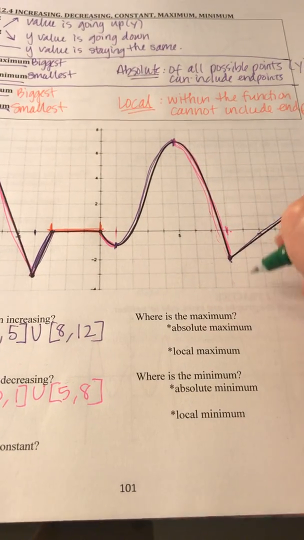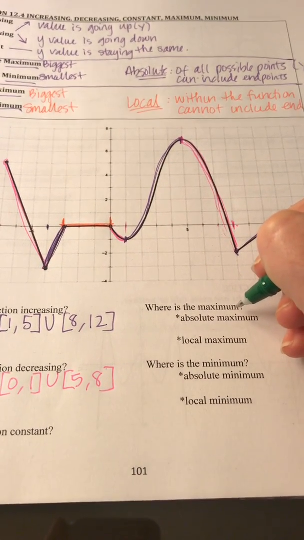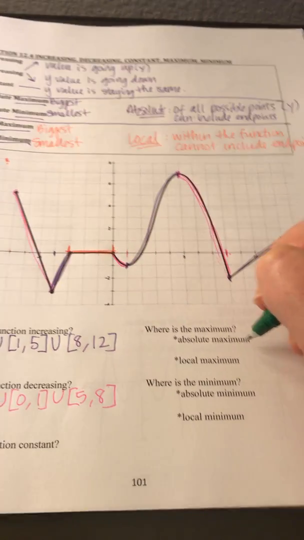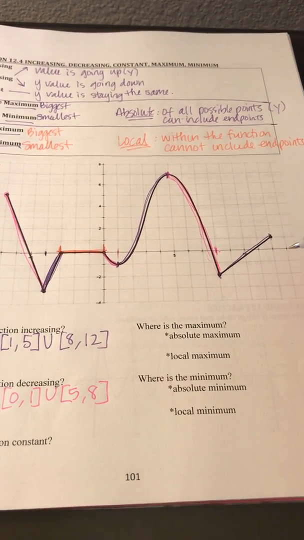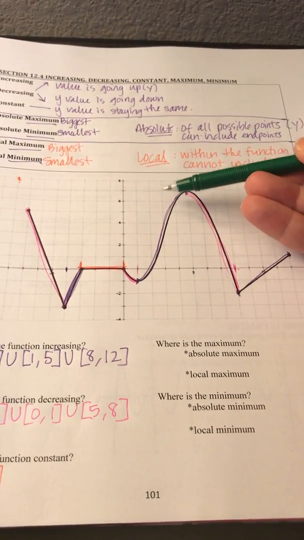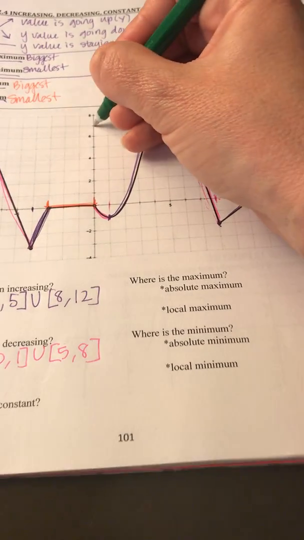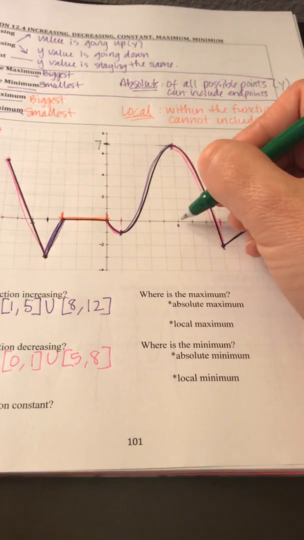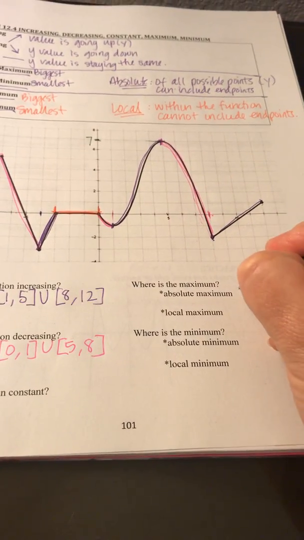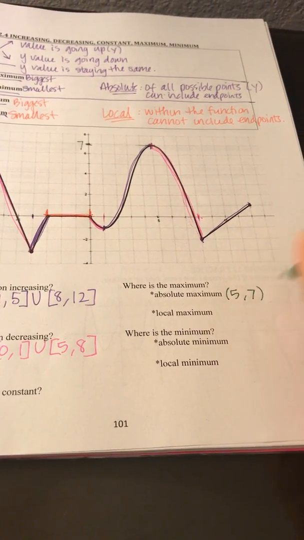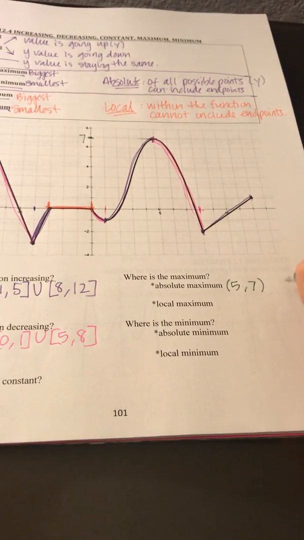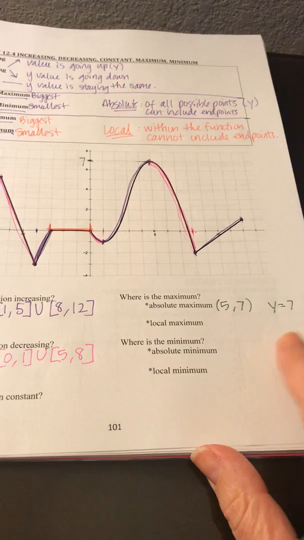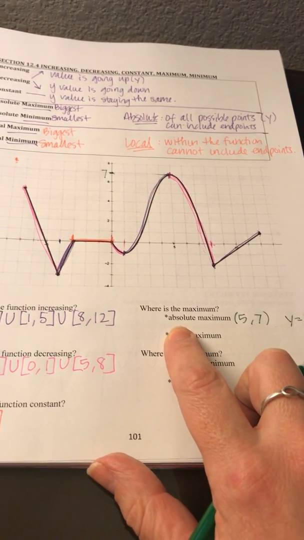Okay, now the first part says we're going to look for where the maximums are. Now our absolute maximum is our highest point out of all of the points. Okay, now if I'm looking, my highest point out of all of the points is right here at 7, it looks like. Okay, so it's at 5, 7. Or I can say at y equals 7. This is my maximum point, my absolute maximum.